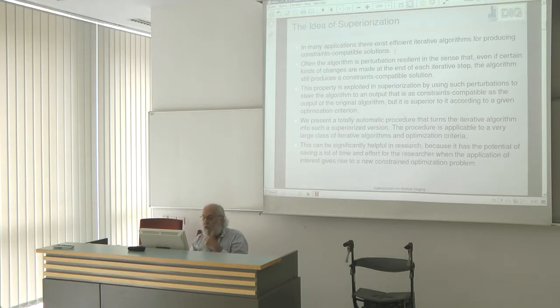This is the property which is exploited in superiorization by using such perturbations to steer the algorithm to an output that is as constraint compatible as the output of the original algorithm, but it is superior to it according to the given optimization criteria. And what is the most wonderful thing about this is that there is a totally automatic procedure that turns the iterative algorithm into a superiorization.